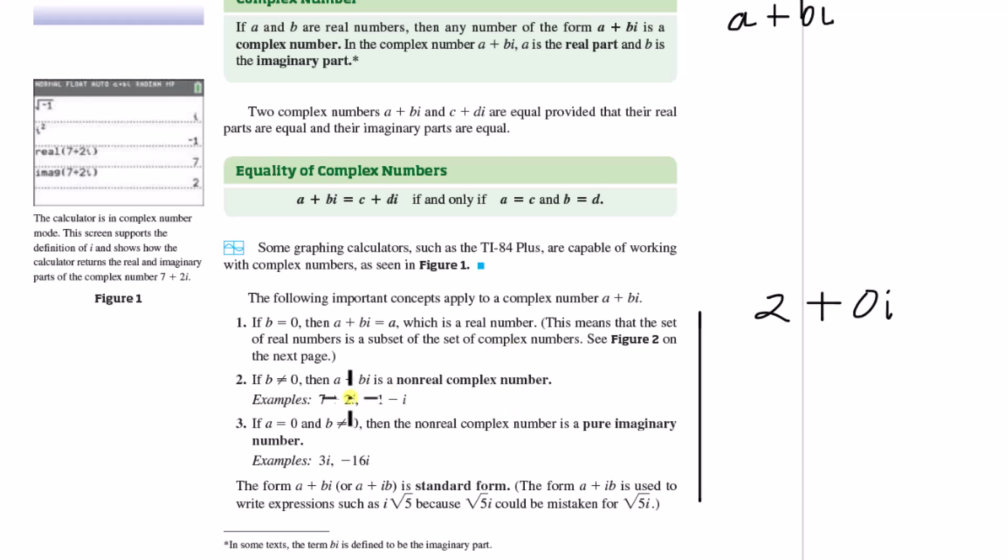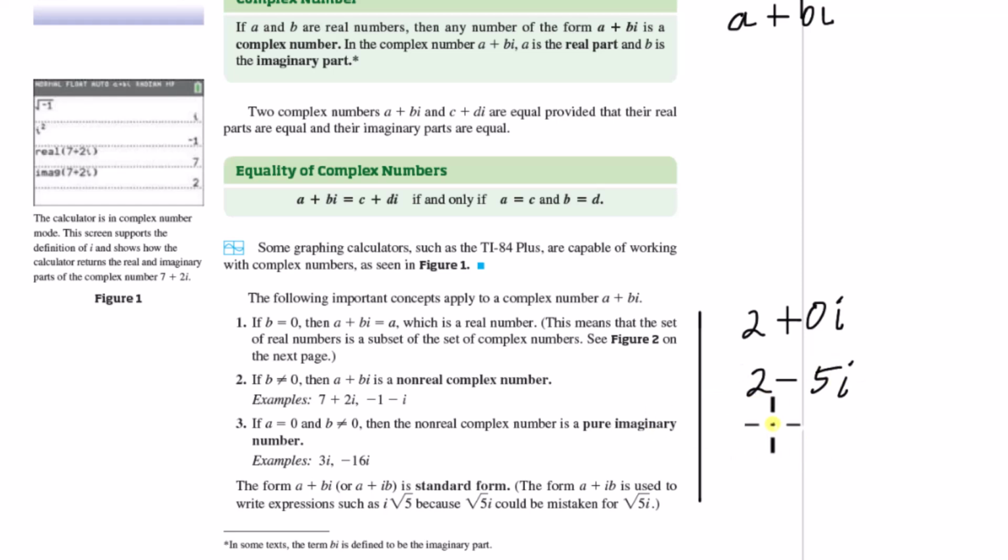Okay. Now, if you have b not equal to 0, so if you have just a standard complex number, 2 minus 5i, I think we typically just call this a complex number, but the technical word would be that's a non-real complex number, in the sense that this is the real part, this is the imaginary part. 2 plus 0i is just a real number or a real complex number, but this is a non-real complex number.